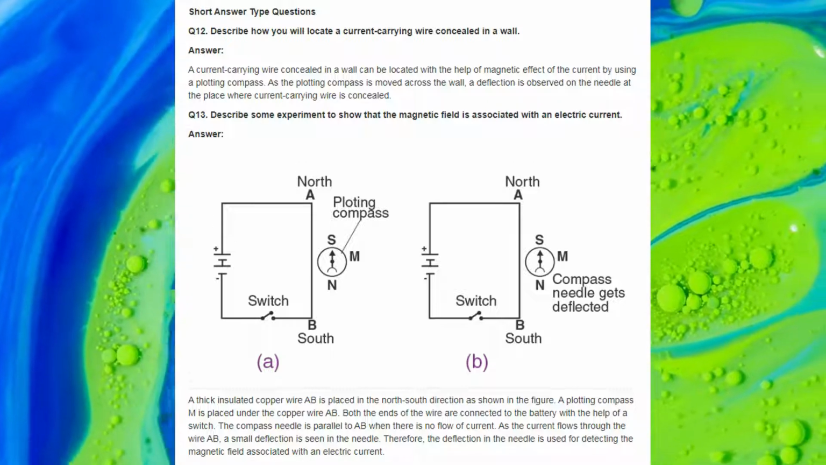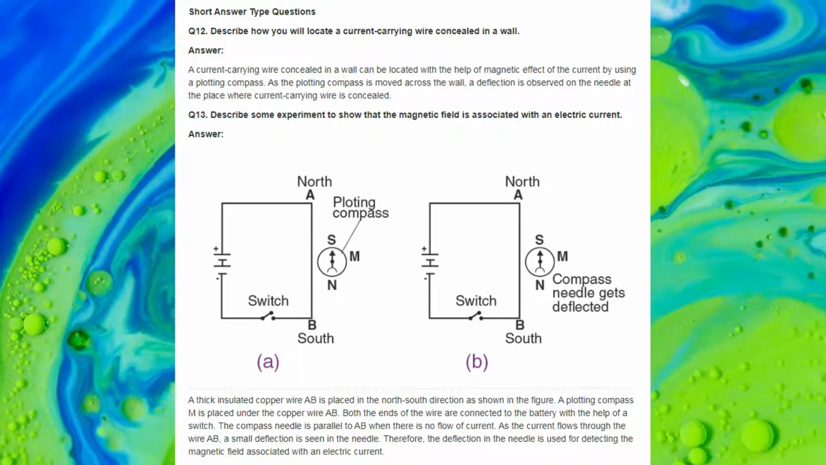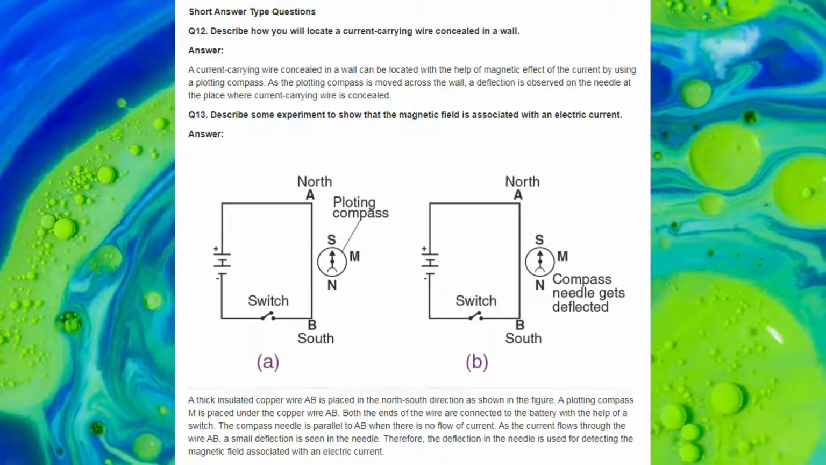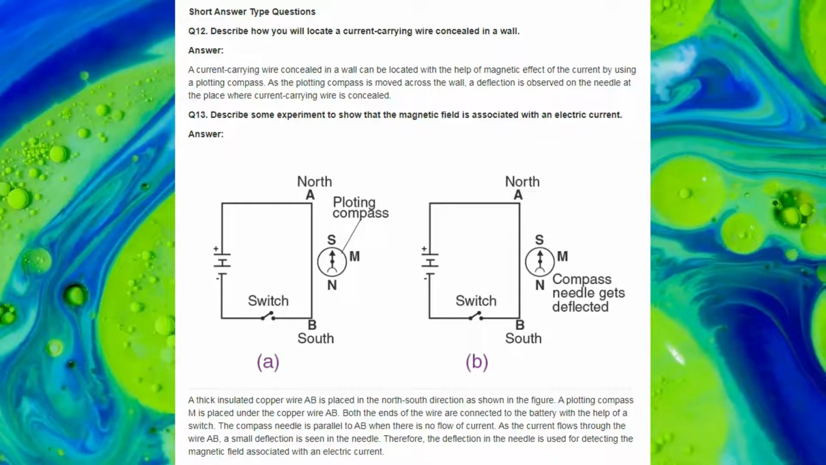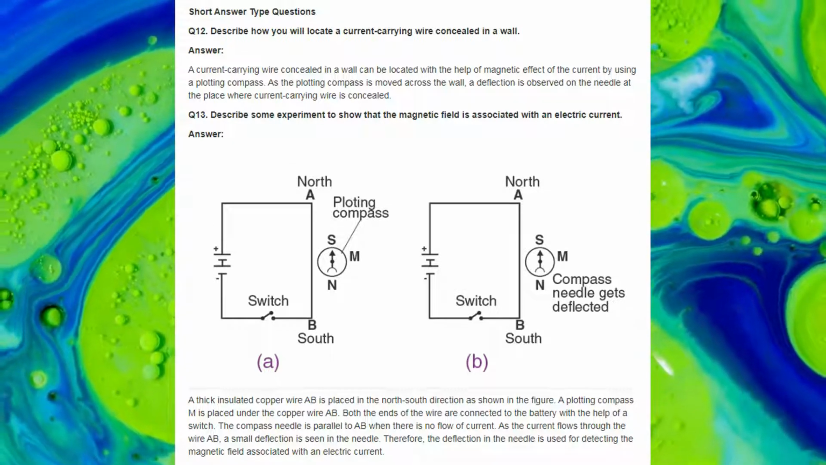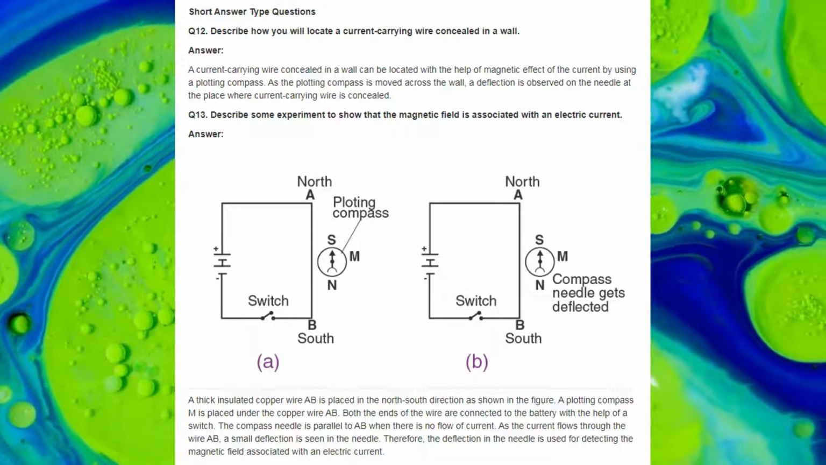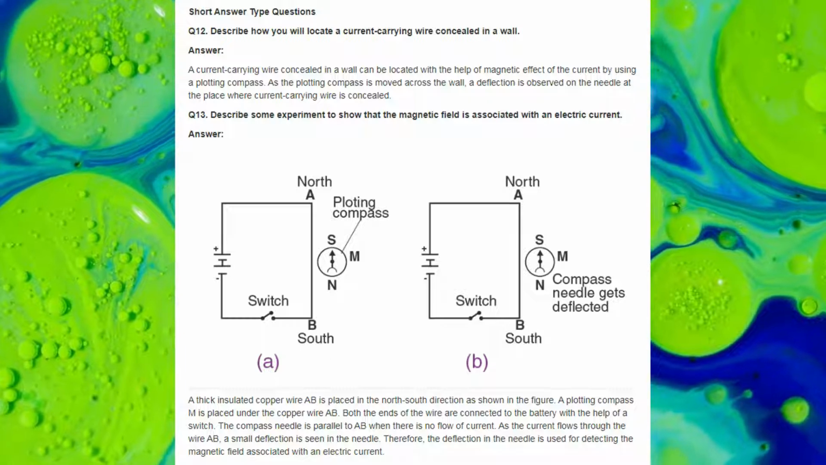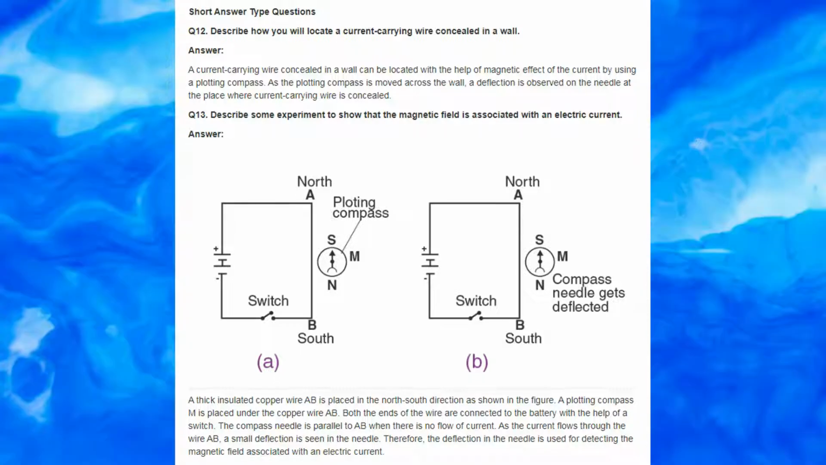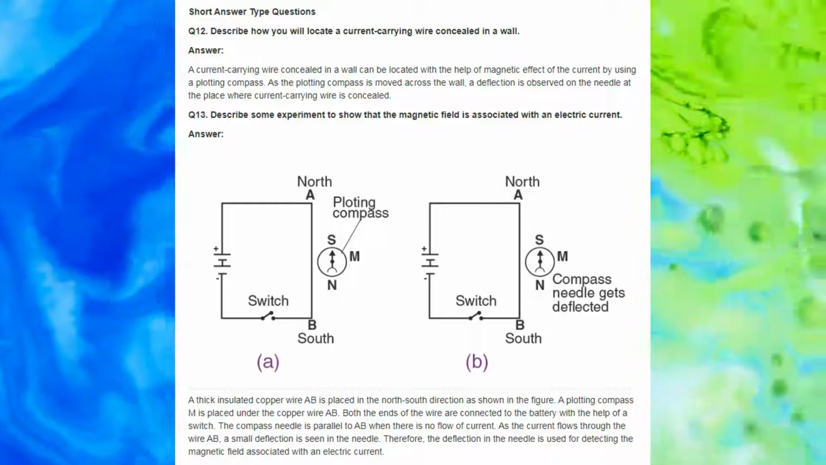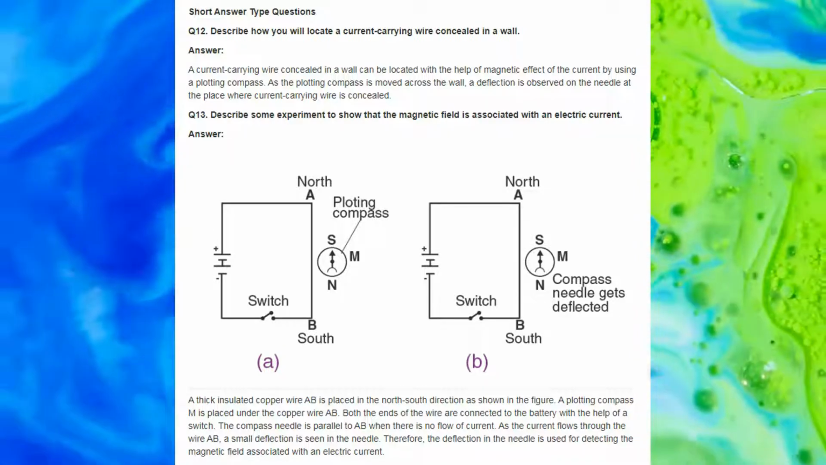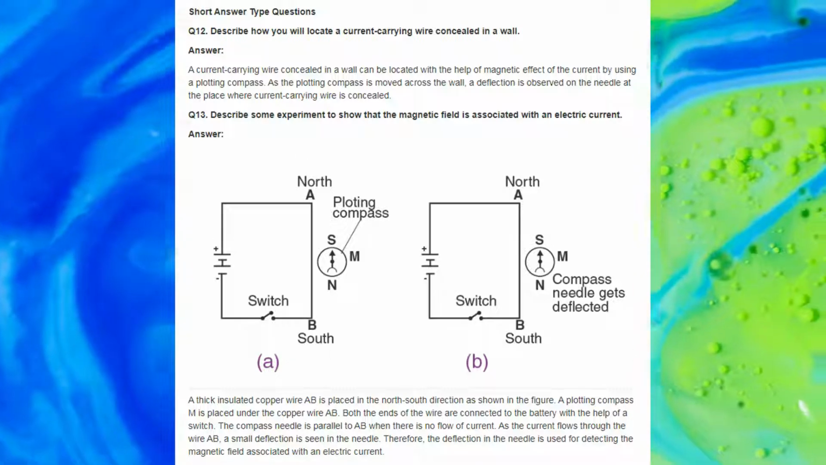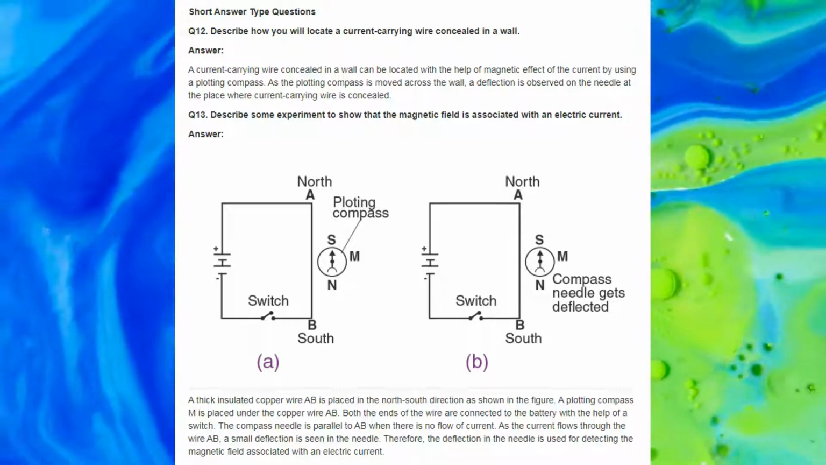Q13. Describe some experiment to show that the magnetic field is associated with an electric current. Answer: A thick insulated copper wire ab is placed in the north-south direction as shown in the figure. A plotting compass M is placed under the copper wire ab. Both the ends of the wire are connected to the battery with the help of a switch. The compass needle is parallel to ab when there is no flow of current. As the current flows through the wire ab, a small deflection is seen in the needle. Therefore, the deflection in the needle is used for detecting the magnetic field associated with an electric current.